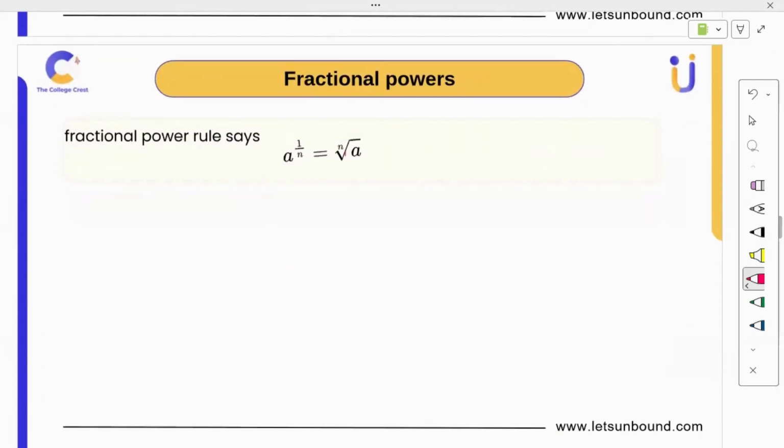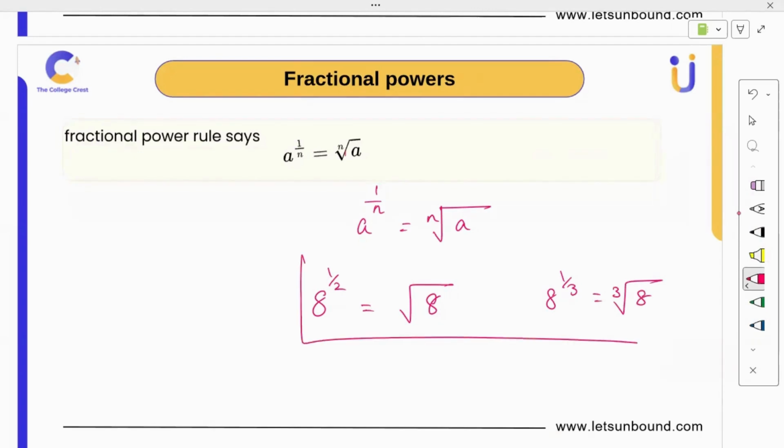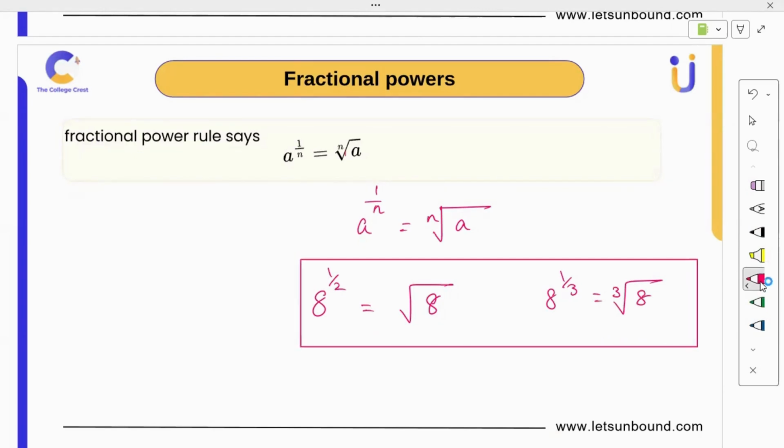Right? Now fractional powers: any base a whole power 1 by n, you can write it in the third form, nth root of a. For example, if you have 8 power half, it means square root of 8. If you have 8 power 1/3, it means cube root of 8. Okay. So these things also we should know. This will be helpful to us.